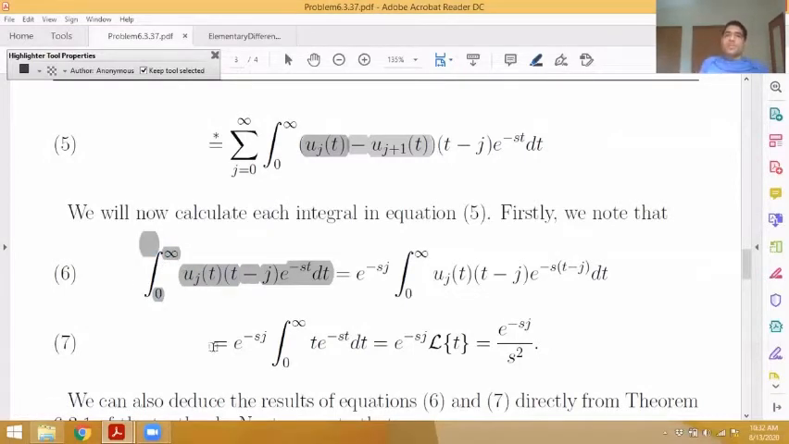So first piece, uj of t times t minus j times e to the negative st. There is a formula in the textbook. It's Theorem 6.3.1 of the 10th edition of Boyce and DiPrima that would let us calculate this fairly quickly. But I just want to do this one step by step, and then later on I'm just going to use that theorem. Because it's a nice theorem, but you don't have to use it, so I thought I would show both ways, with and without the theorem.